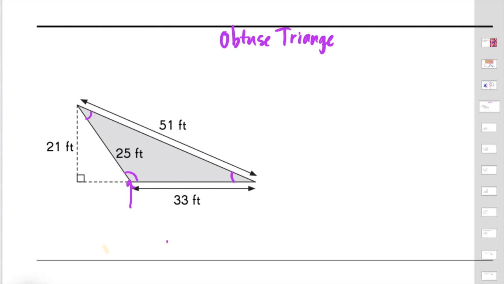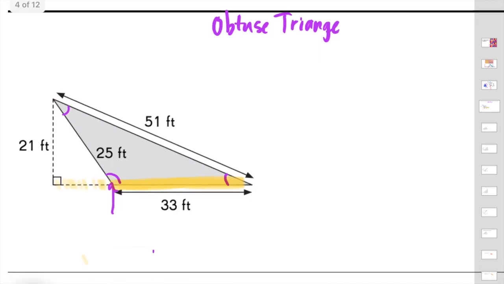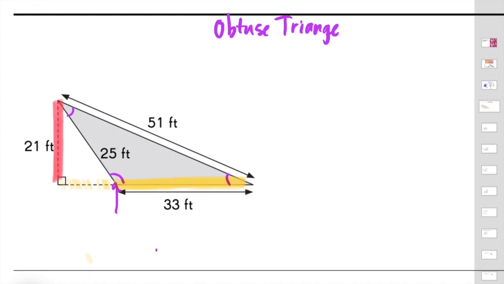So remembering that the base can be any one of the sides, but the height must form a perpendicular line or form a right angle with the base. So if we use this side as our base, we can see that we have to extend out that base in order to find the height of 21 feet. But do you see how this forms a right angle? So the height is the perpendicular line to the base, and now we're able to find the area of this triangle because we know the base and we know the height.